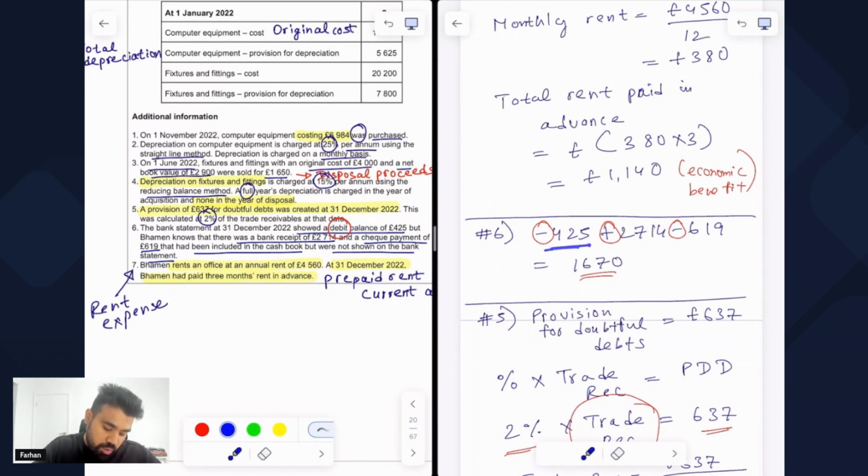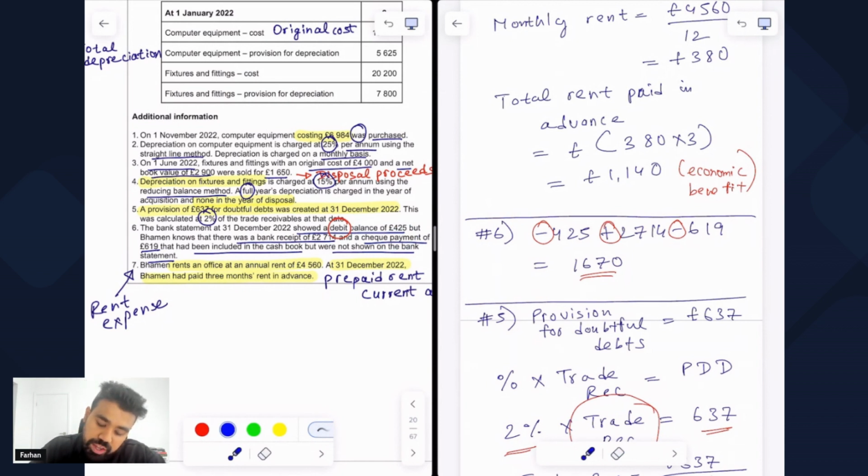We know that we have bank receipts of £2,714, which haven't been factored in. Bank receipts refer to inflow of cash, or inflow of funds coming into the bank account. So with the negative 425 overdraft we have initially, we add 2,714, which reflects the receipts or the cash inflows. And then we subtract 619, which should reflect a cash outflow. And you can see it here at a cheque payment of £690. A payment refers to outgoing of funds from the business account.